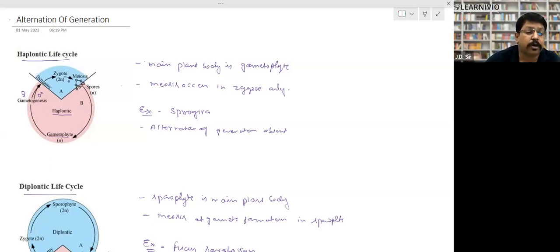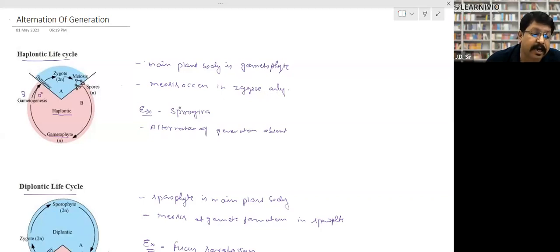In the zygote, meiosis will take place. So where is meiosis taking place? Meiosis is taking place at the zygote. This kind of meiosis is called zygotic meiosis, right? When meiosis takes place in the zygote, it is called zygotic meiosis. So meiosis occurs in the zygote only, right?